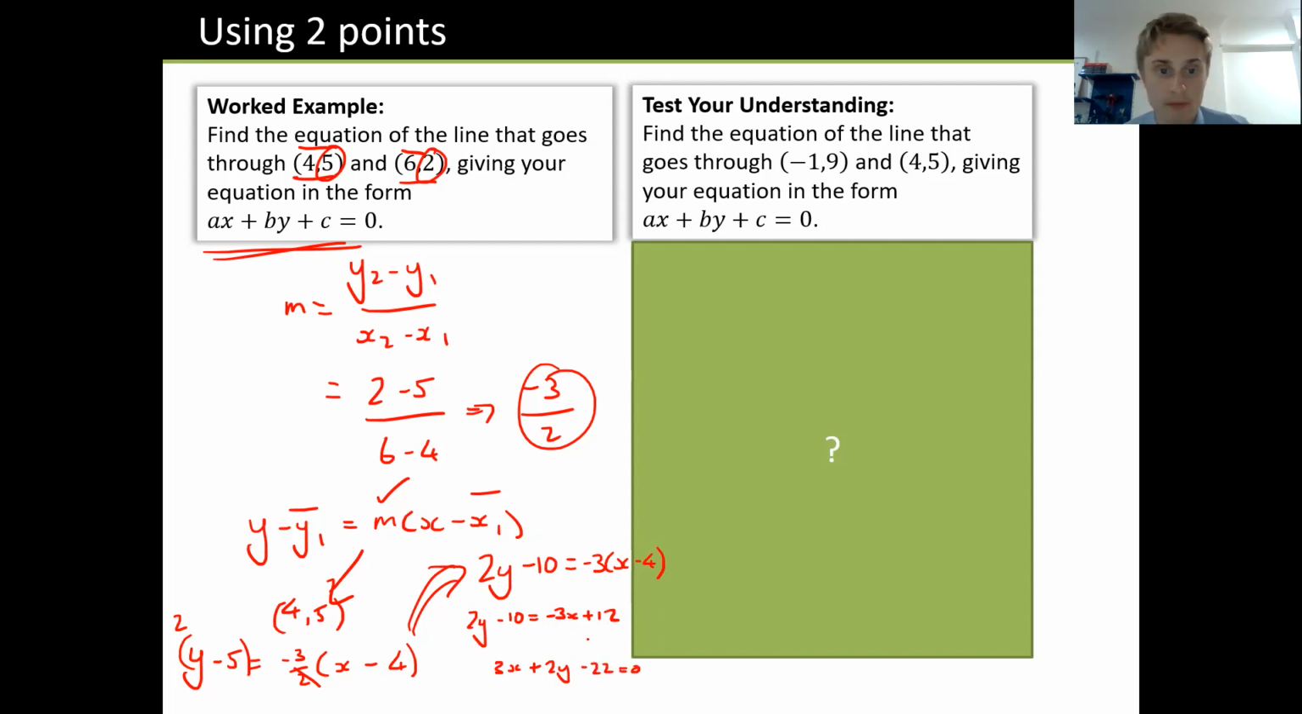Okay, so this is a good question because it's pretty much putting everything in the whole chapter together. So if you can do this question, you can really do 5A, B, C, I would say. Pause the video, have a quick go at the test your understanding with the same techniques.